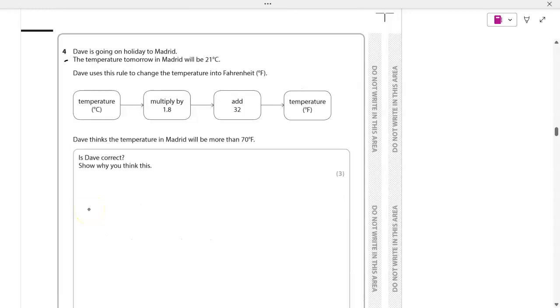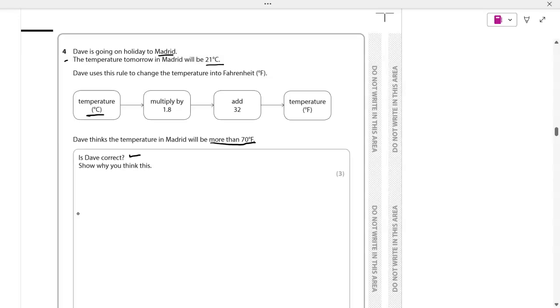Question 4. Dave is going on holiday to Madrid. The temperature tomorrow in Madrid will be 21 degrees Celsius. Dave uses this rule to change the temperature into Fahrenheit. Dave thinks the temperature in Madrid will be more than 70 degrees Fahrenheit. Is Dave correct? Show why you think this. So it's very important you show your workings here.